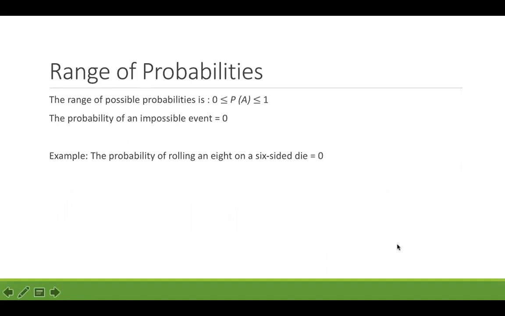All right, so next is the range of probabilities. A probability can only exist from 0 to 1, so that means if you get a probability of 0, that means an event is impossible, and if you get a probability of 1, that means without a doubt the event will happen, it is certain. So for example, the probability of rolling an 8 on a 6-sided die is 0, because if there's only 6 sides to a die, then there's no chance you can get an 8.